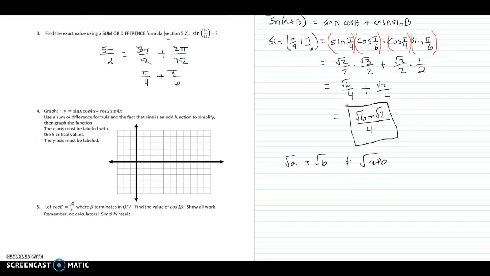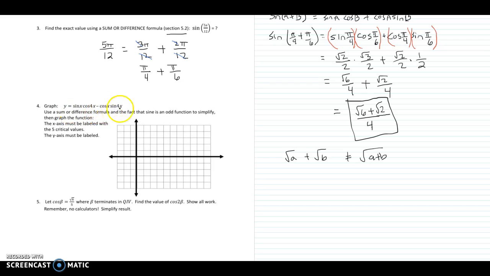Okay, looking at number 4, notice that you have sine, cosine, cosine, sine. This is a difference formula. If you look in your book, you would find that sine of A minus B equals sine of A cosine of B minus cosine of A sine of B. So all that I have to do now is translate what I'm seeing here back to a subtraction of the arguments. The subtraction of the arguments would be x minus 4x. All right, well, that would be sine, and you would get a negative 3x.